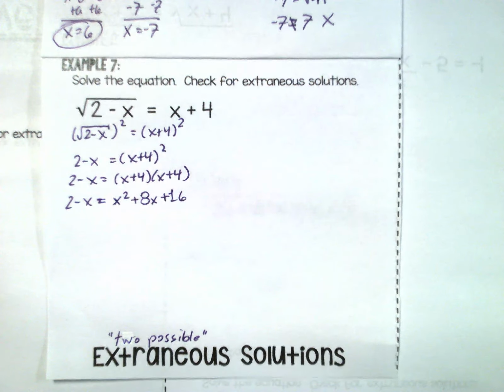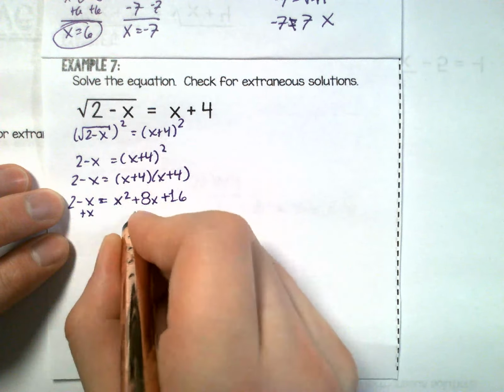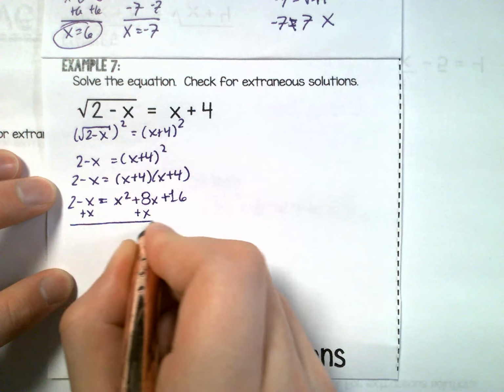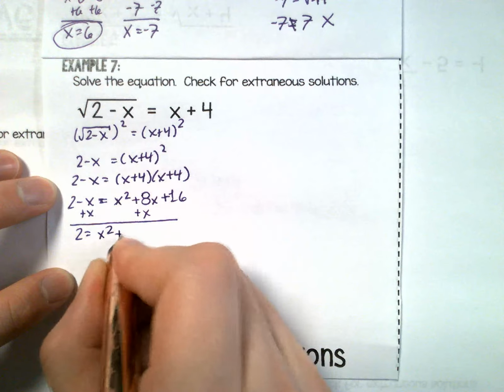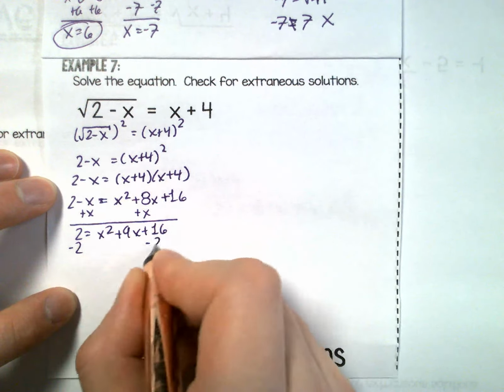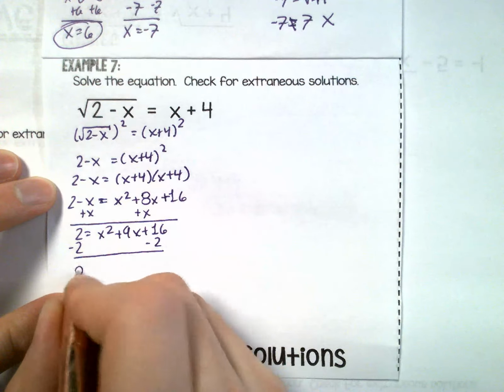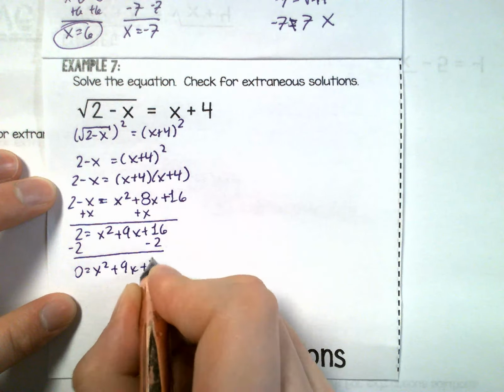Now I've got to get everything to one side. We'll move everything from the left to the right. So I'm going to add x to both sides first. I get 2 equals x squared plus 9x plus 16. Subtract 2 from both sides. Well, we end up with 0 equals x squared plus 9x plus 14.